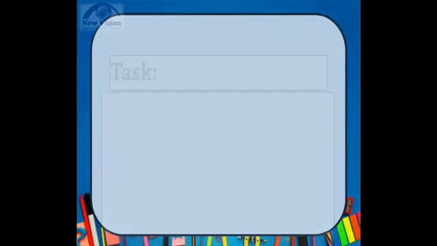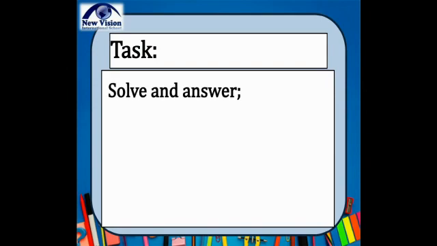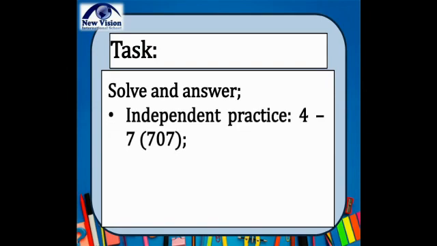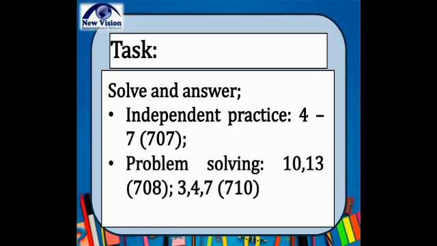Alright, it's now time for your independent practice and problem-solving task. Please solve and answer independent practice item numbers 4 to 7, page 707, and problem-solving item numbers 10, 13, page 708, and item numbers 3, 4, and 7 on page 710.